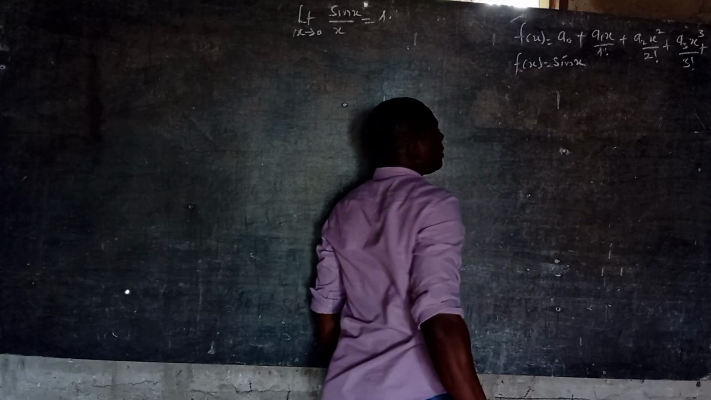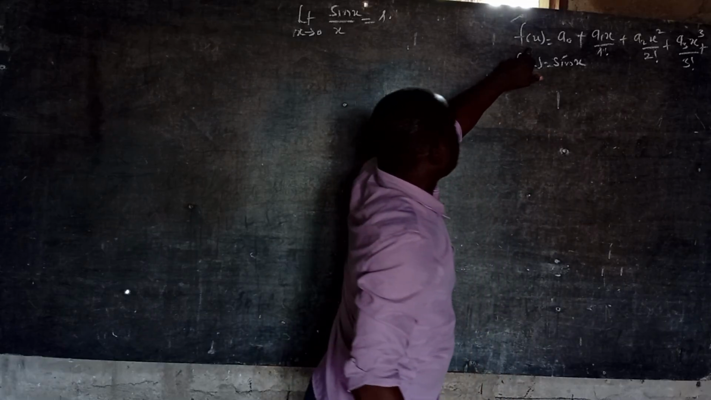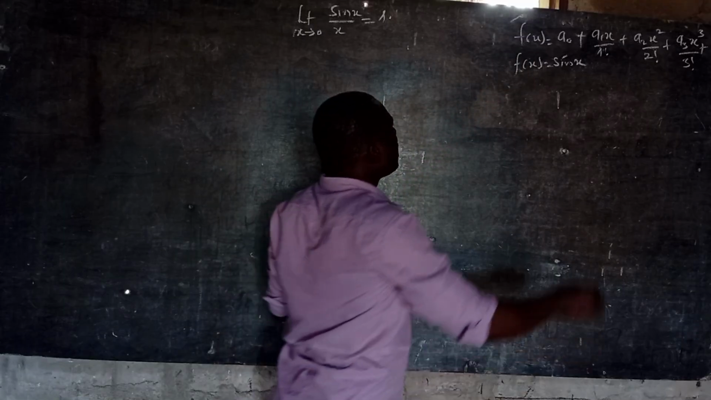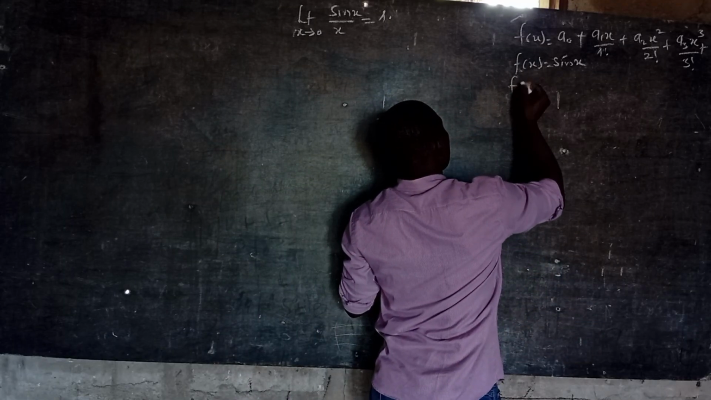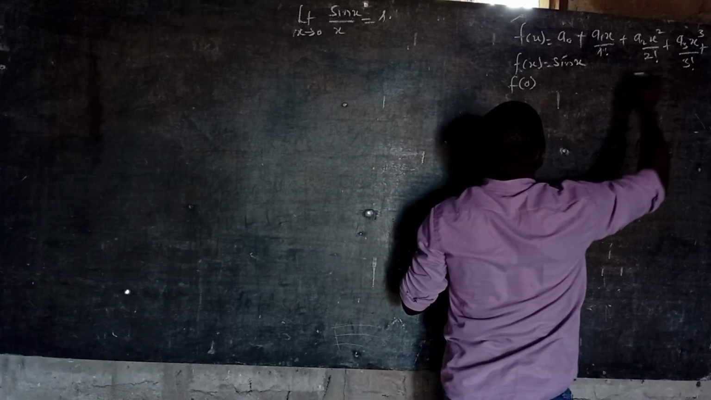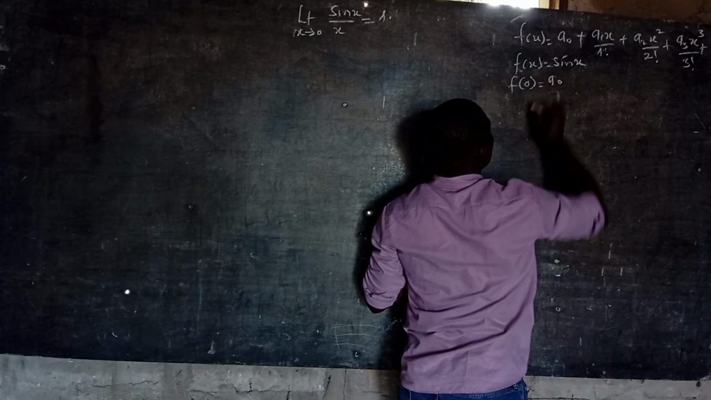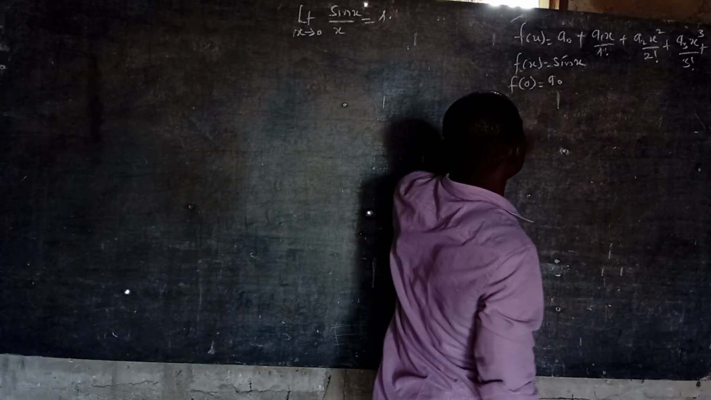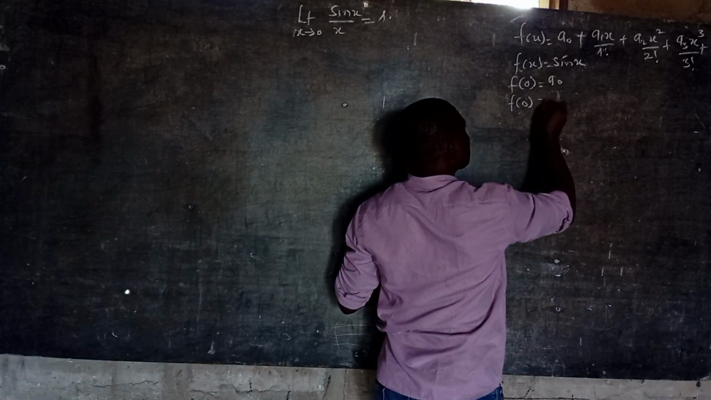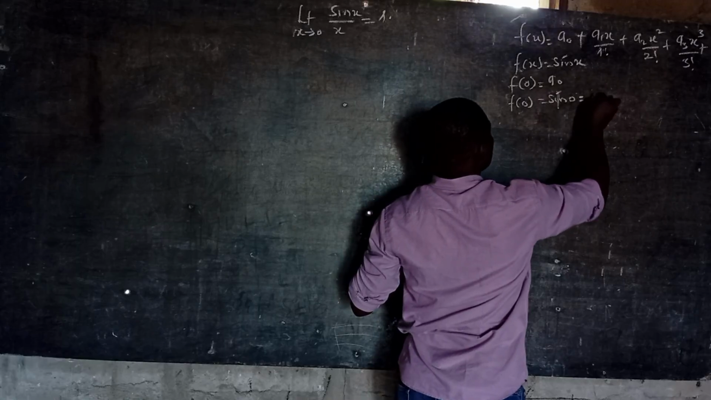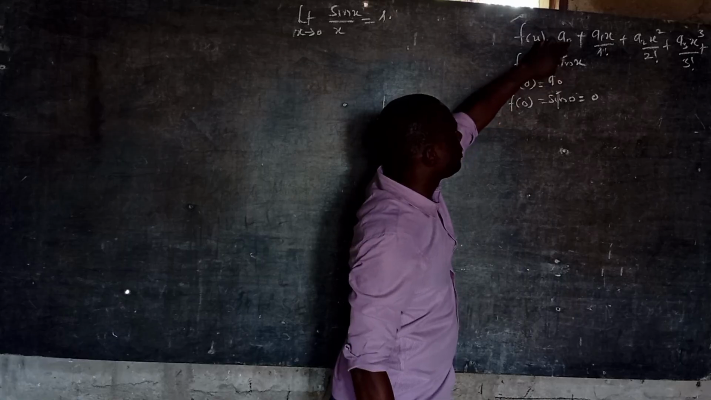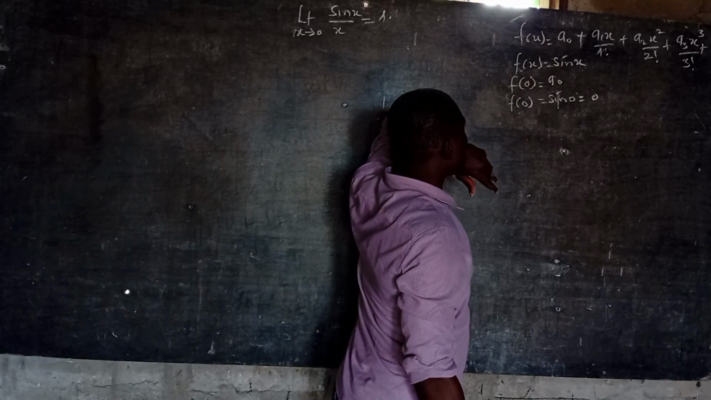Now, the function we're looking for here is f of x equals sine x. At this point, we're looking at when x is equal to 0. So if we have f of 0, what will be left here is just a naught. Okay, now let's look at this. If we put sine 0 here, what is it? It is 0. So a naught here is 0.